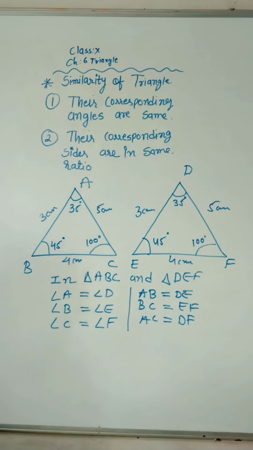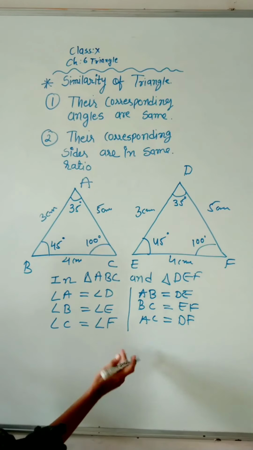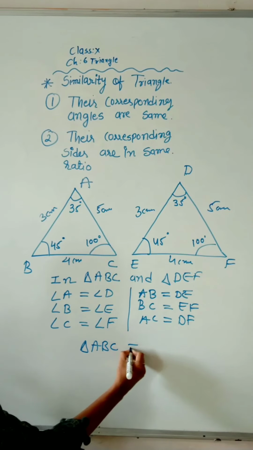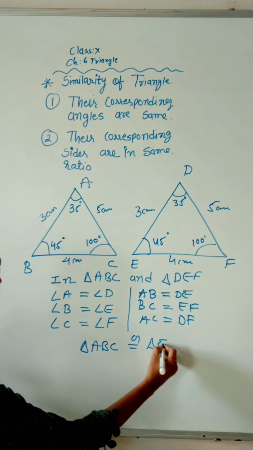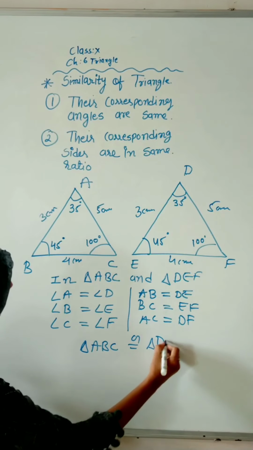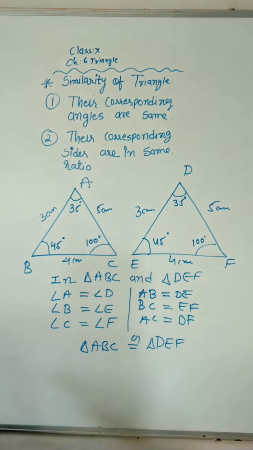So in the last class we were talking about this, and there we were writing that triangle ABC is congruent to triangle DEF. That was all about congruency of two triangles, but here we are talking about similarities of the triangle.